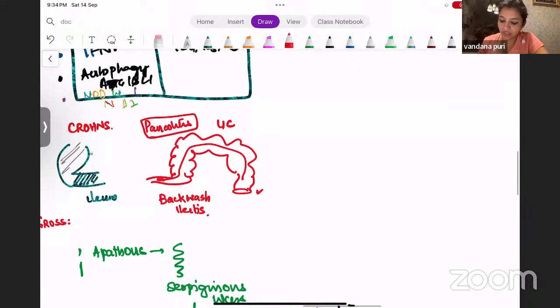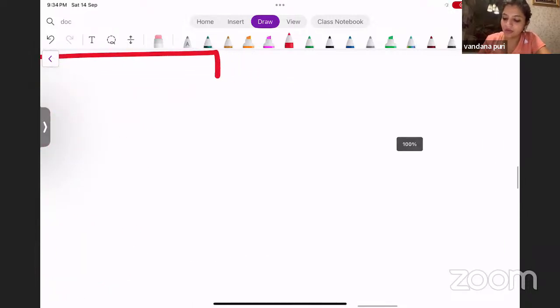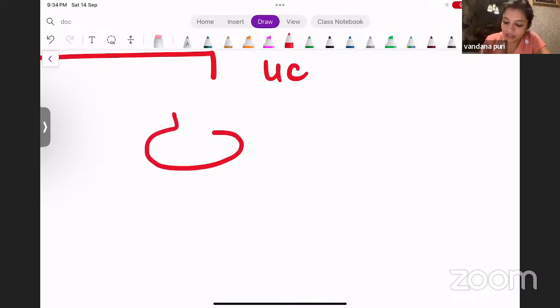Now, in contrast to this, let's look at ulcerative colitis. In contrast to Crohn's disease, ulcerative colitis is a superficial disease. Usually it has broad-based ulcers, in contrast to the ulcers you've seen with Crohn's. So we have broad-based ulcers like this, which you can see.